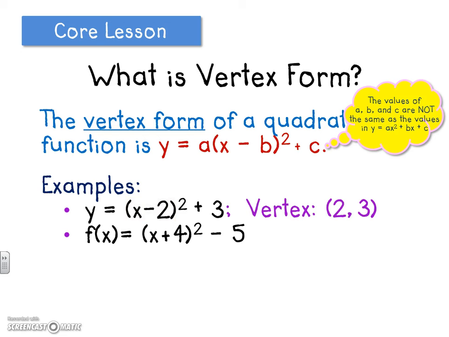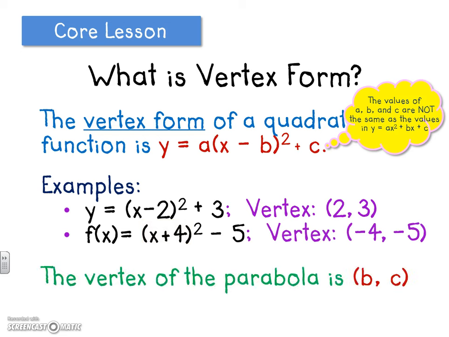Moving on to the second example, if I want to find the vertex once a function is in vertex form, I focus on the binomial, and I see x plus 4. So I think, what can I put in for x to make that binomial equal to 0? You could do it mentally, or you could just think it's the opposite of whatever's there. I see a positive 4 there, which means the x value of my vertex has to be negative 4. And once x is negative 4, what's left is that f of x is equal to negative 5. So the vertex is negative 4, negative 5. The great thing about vertex form is that the vertex of the parabola is always going to be b, comma, c.